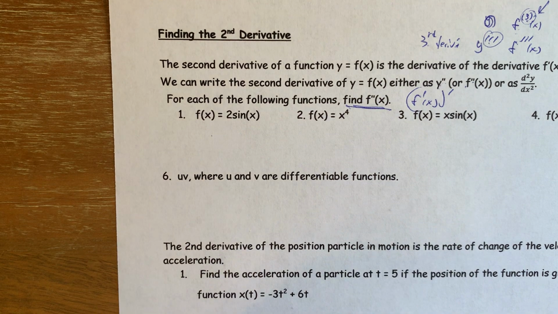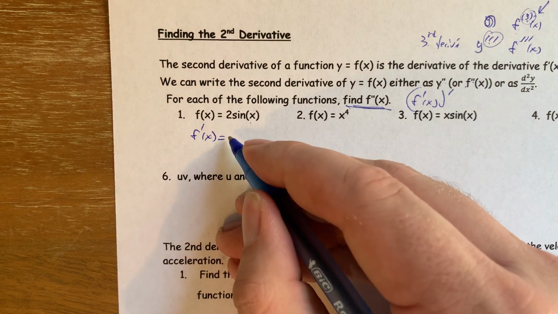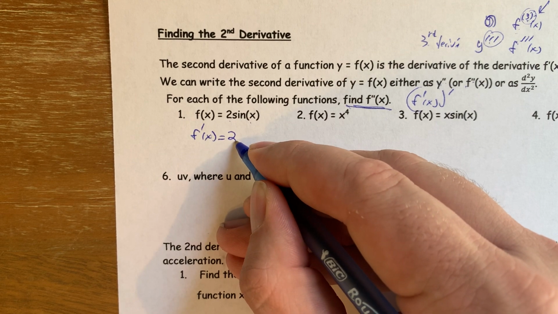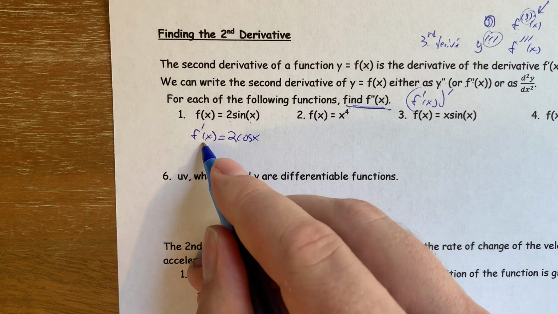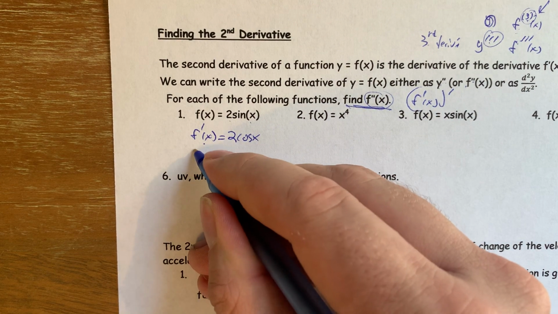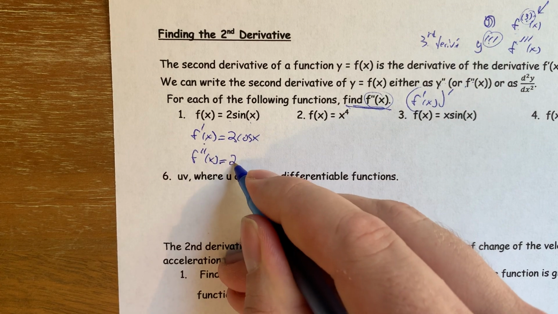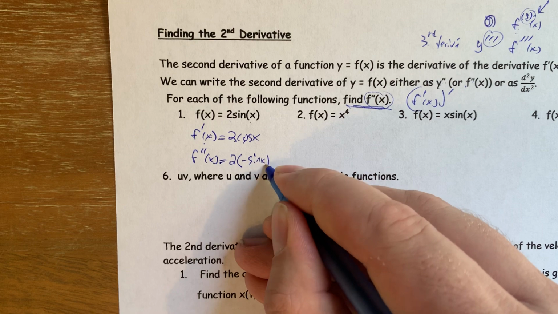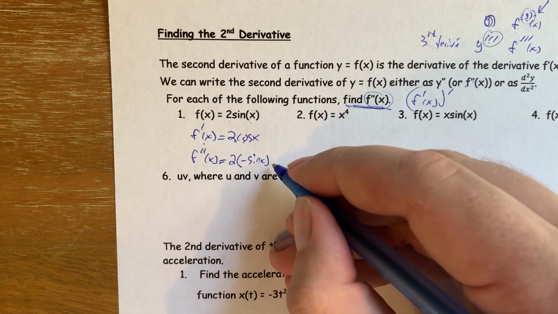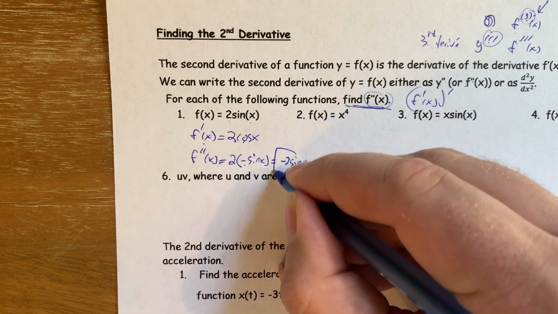What is the second derivative here? Well, we find the derivative of 2 sine of x. This is a constant multiplier, so we'll leave it alone, and the derivative of sine of x is cosine of x. That's the first derivative, but we wanted the second derivative. So we need the derivative of the derivative. This is a constant multiplier times the derivative of cosine of x, which is negative sine of x. And we can simplify this: a positive times a negative is negative 2 sine of x.